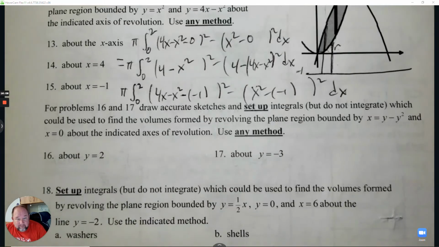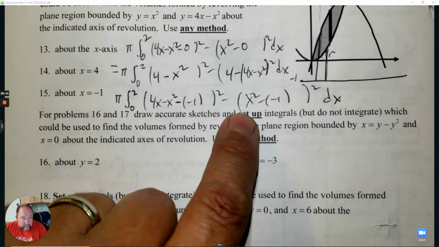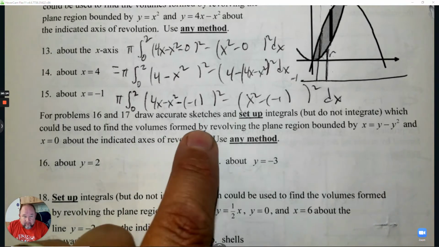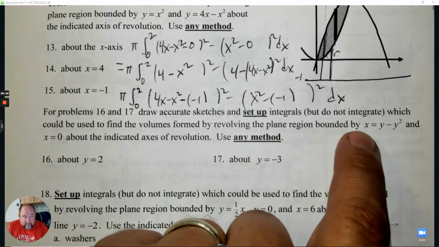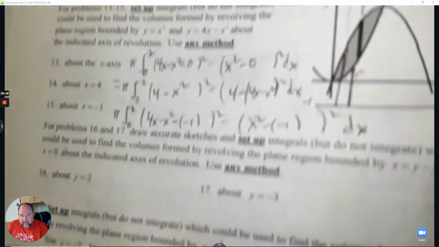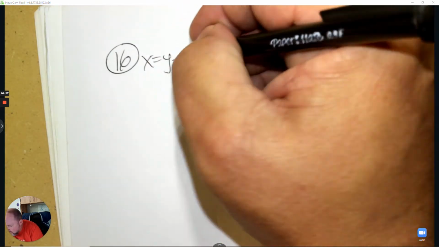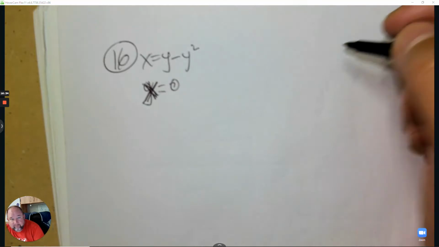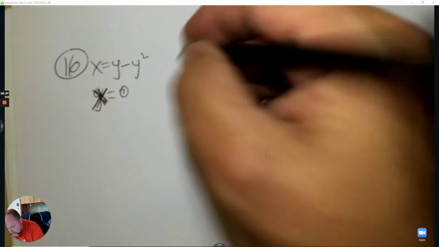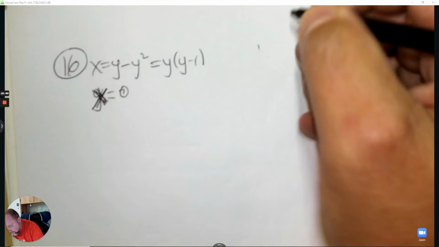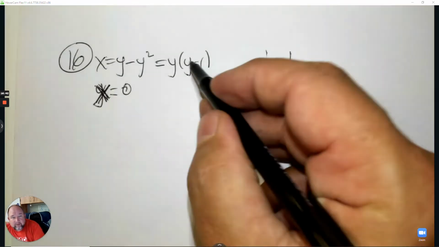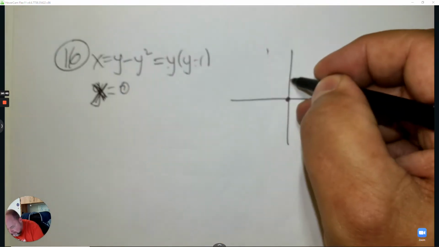For problems 16 and 17, draw accurate sketches and set up integrals, but don't integrate, which could be used to find the volumes formed revolving the plane region bounded by that and that around what it's saying. So I'm going to do that over here. We have x equals y subtract y squared, and x equals 0. So let's start there. I'm going to factor this, and so my two answers are 0 and +1 on the y.